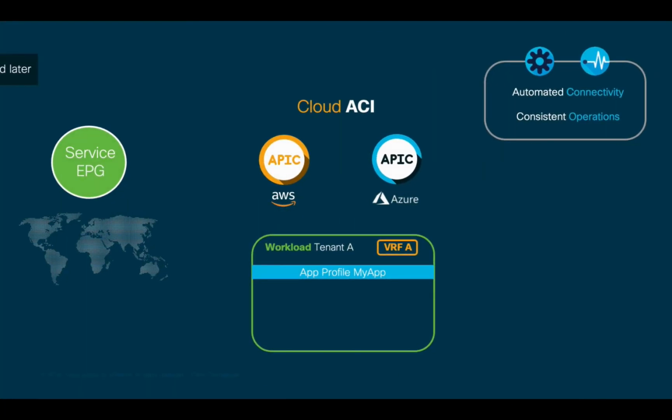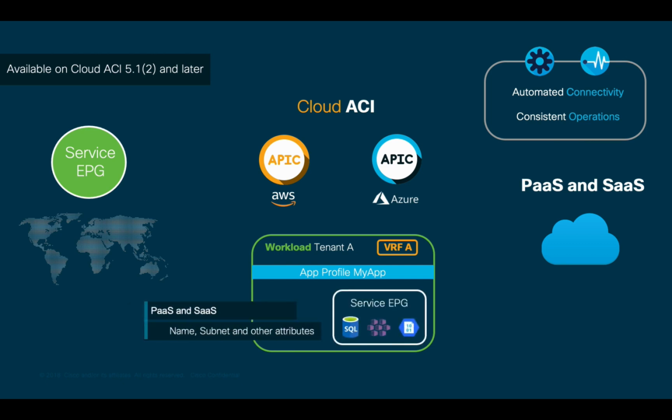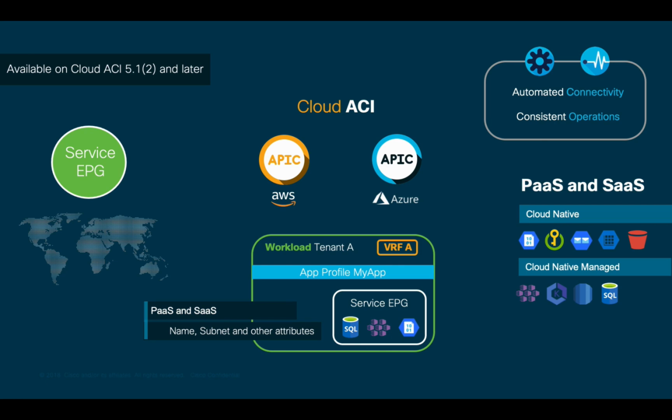Finally, as of ACI 5.12, you can also use service EPGs, which can help you establishing secure and consistent communication with PaaS and SaaS services. Unlike regular cloud EPGs, which communicate infrastructure as a service instances and VMs, service EPGs may communicate PaaS and SaaS services as well, which may include cloud-native services such as Azure Storage and S3, managed cloud-native services such as AKS, EKS, Azure SQL, RDS, and more, or even third-party services, all available directly from Cloud APIC.